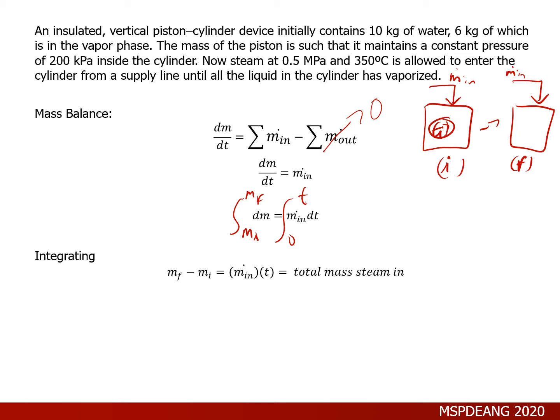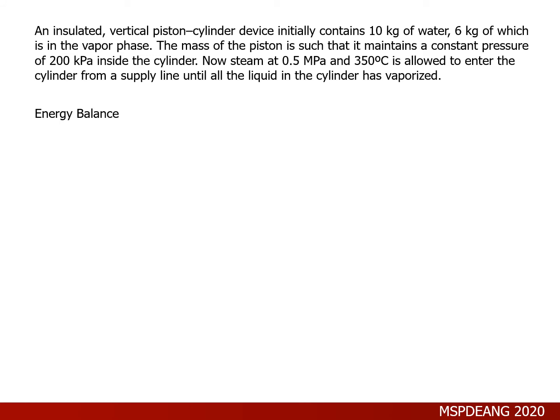So integrating, mf minus mi, the final mass of steam minus the initial mass of steam, is equal to the mass of steam that went inside the cylinder throughout the whole time period, which is simply equal to the total time, which we don't know, multiplied by the steady mass flow rate of steam going inside the cylinder. And we know from our initial conditions that the initial mass of steam inside the cylinder is 10 kilograms. Okay, so we have now simplified the mass balance equation for this unsteady state problem. Let us now proceed to the energy balance equation.